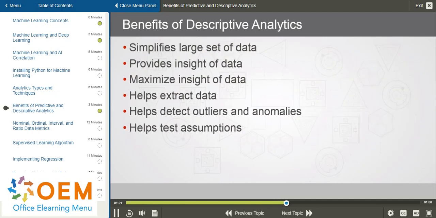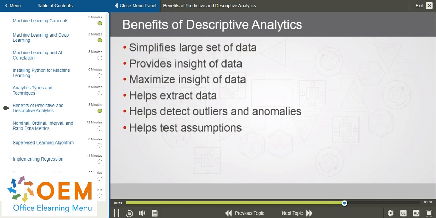Now, descriptive analytics facilitates data processing, which in turn creates a summary of the historical data to provide useful and purposeful information, and also prepares the data for further analysis. The underlying benefit of descriptive analytics is to prepare the data and provide an approach of simplifying a huge set of data.